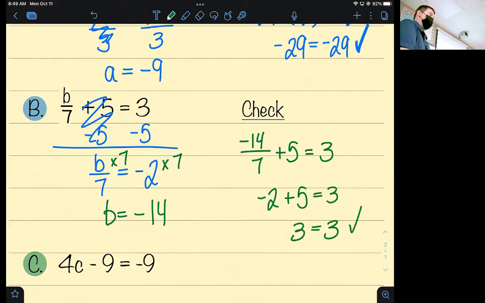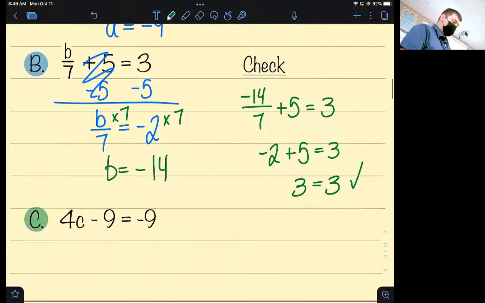Okay. I'm not going to have you check everyone. In fact, you don't have to check them on your homework. It's just something I would want you to do on a quiz or test if you have extra time. Go ahead and check to see how accurate your answers are. All right, let's move on to example C.